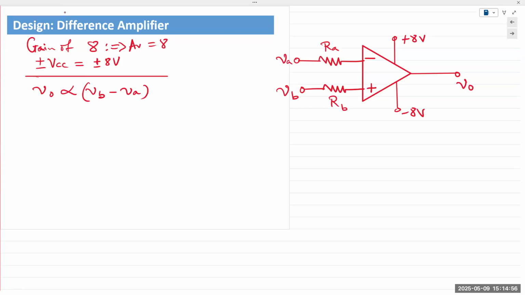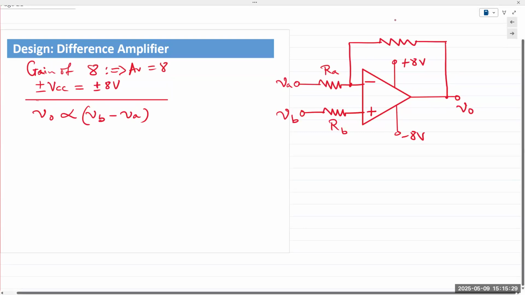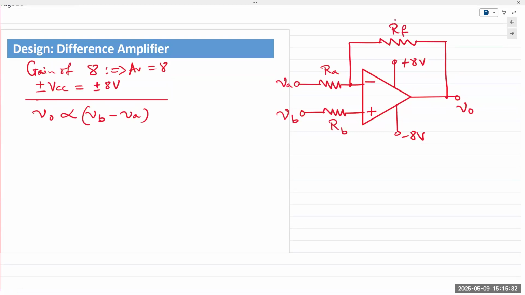VB is applied to the non-inverting input, so a difference amplifier will always take the difference, non-inverting minus the inverting, okay? And of course, it's not open loop, so we have a feedback resistor. Now, because the feedback resistor is in there, let's call it RF.